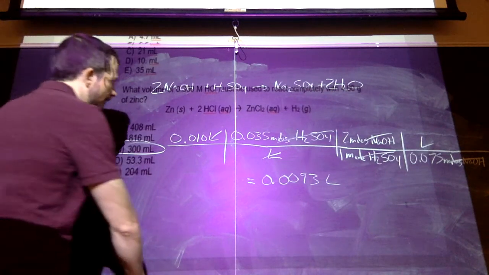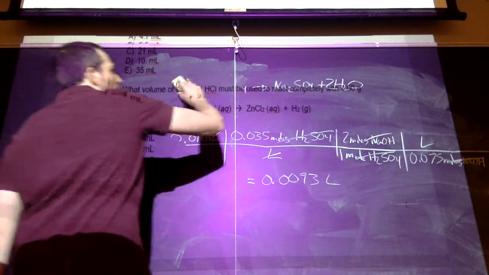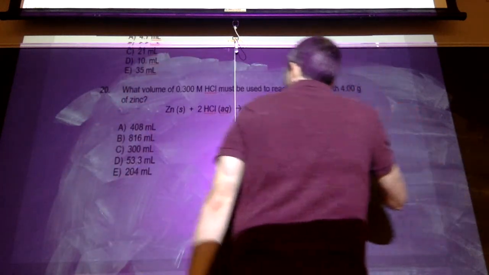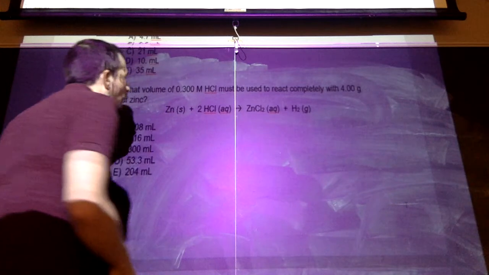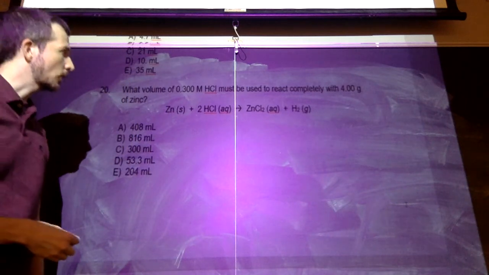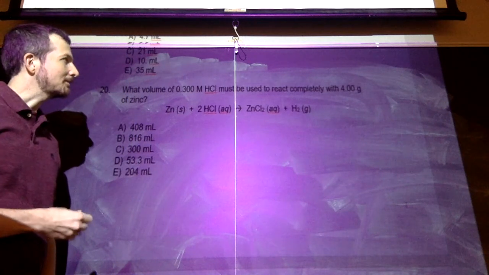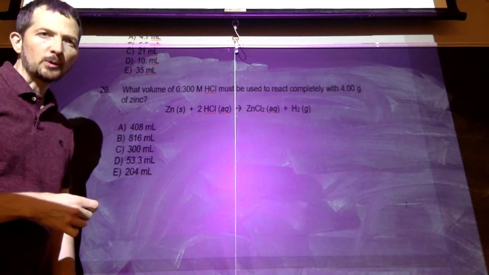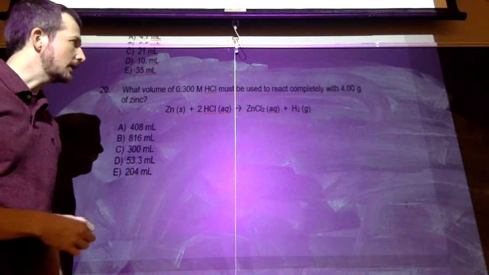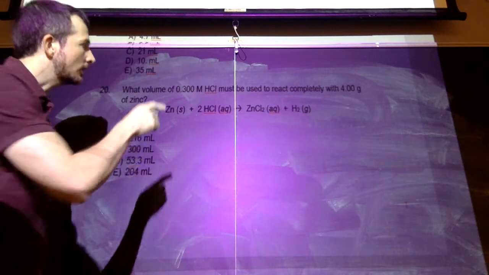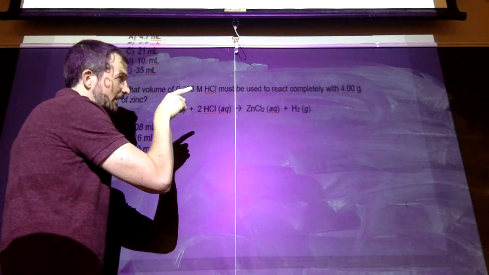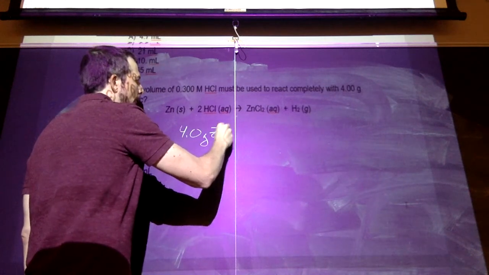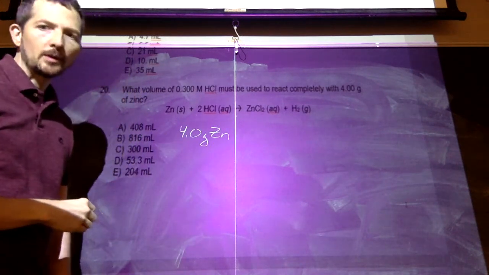Last question. What volume of 0.3 molar hydrochloric acid must be used to react completely with 4 grams of zinc? Okay, so there's a stoichiometry problem that's going to use molarity as a conversion factor. So I want to know how much HCl reacts with 4 grams of zinc. So that's what my question is asking about. So 4 grams of zinc.